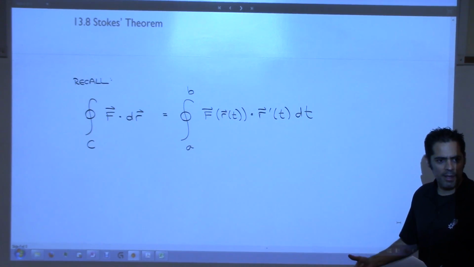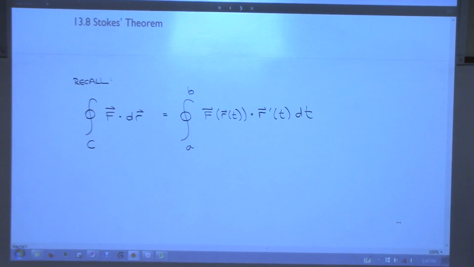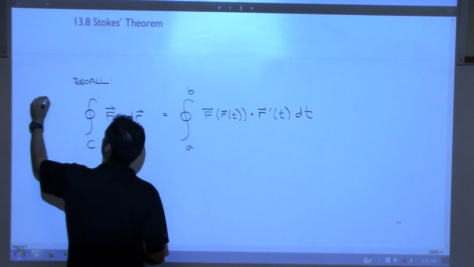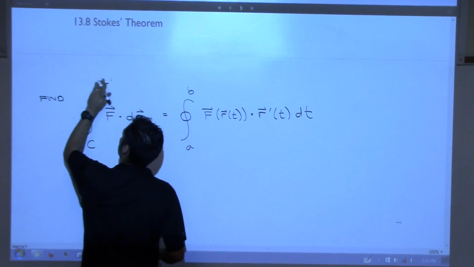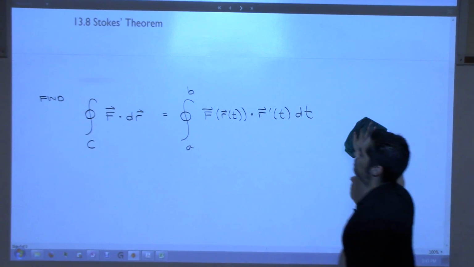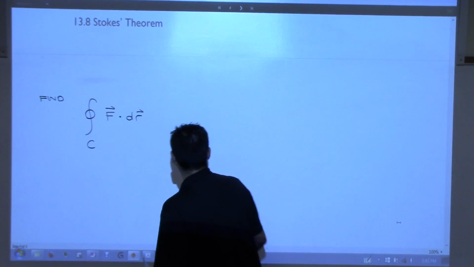Counterclockwise, something like that. Okay? So I would like us to start by doing this. I want us to find this. All right, find that for the following.